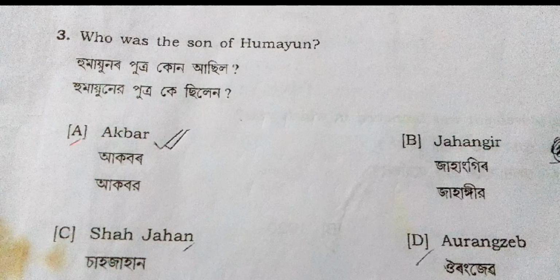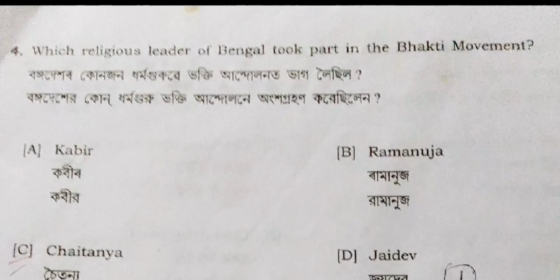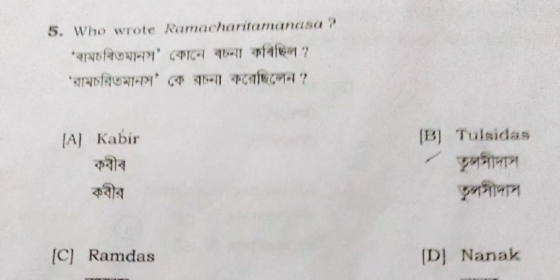Third question is, who was the son of Humayun? Option A is Akbar, B, Jahangir, C, Shah Jahan, D, Aurangzeb. The answer is A, Akbar. Fourth question, which religious leader of Bengal took part in the Bhakti movement? A, Kabir, B, Ramanuja, C, Chaitanya, D, Jayadev. The answer is C, Chaitanya. Fifth question, who wrote Ramacharitra? A, Kabir, B, Tulsidas, C, Ramdas, D, Nanak. The option is B, Tulsidas.